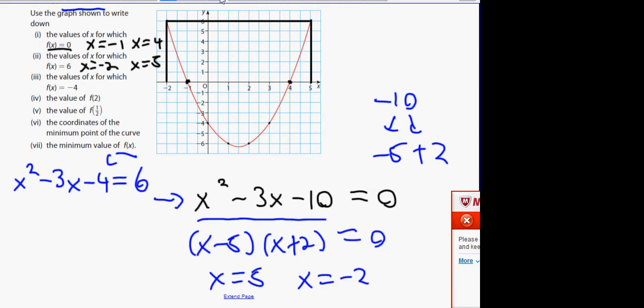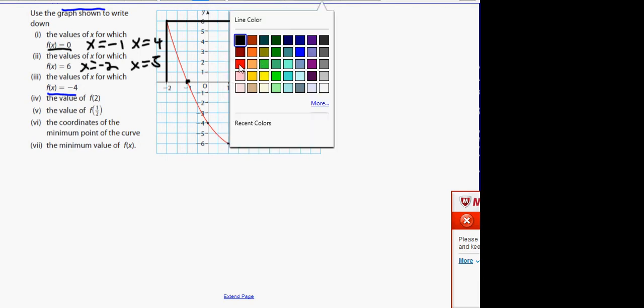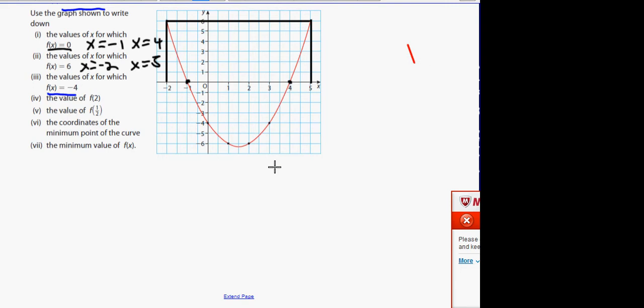Now let's put this to the test in part 3. What does part 3 mean? Find the values of x for which y equals minus 4. What does that mean? We're using the graph. Where should I draw my line? At y equals minus 4. Where's y equals minus 4? It's here, isn't it? And what are my two answers? 0 and 3. Is everybody happy with that? 0 and 3.